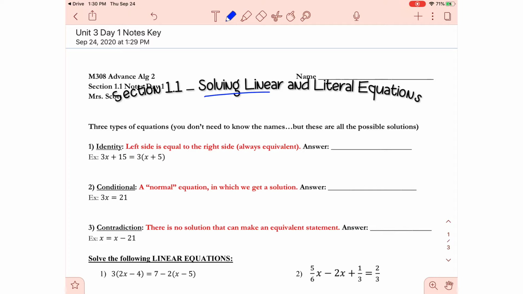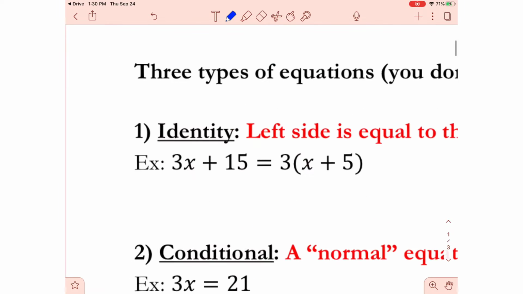Solving Linear and Literal Equations. So a couple of things about solving linear equations. This is something you did in Algebra 1. There's three types of solutions that you could possibly get to a linear equation, or really any equation. The first kind is called an identity.